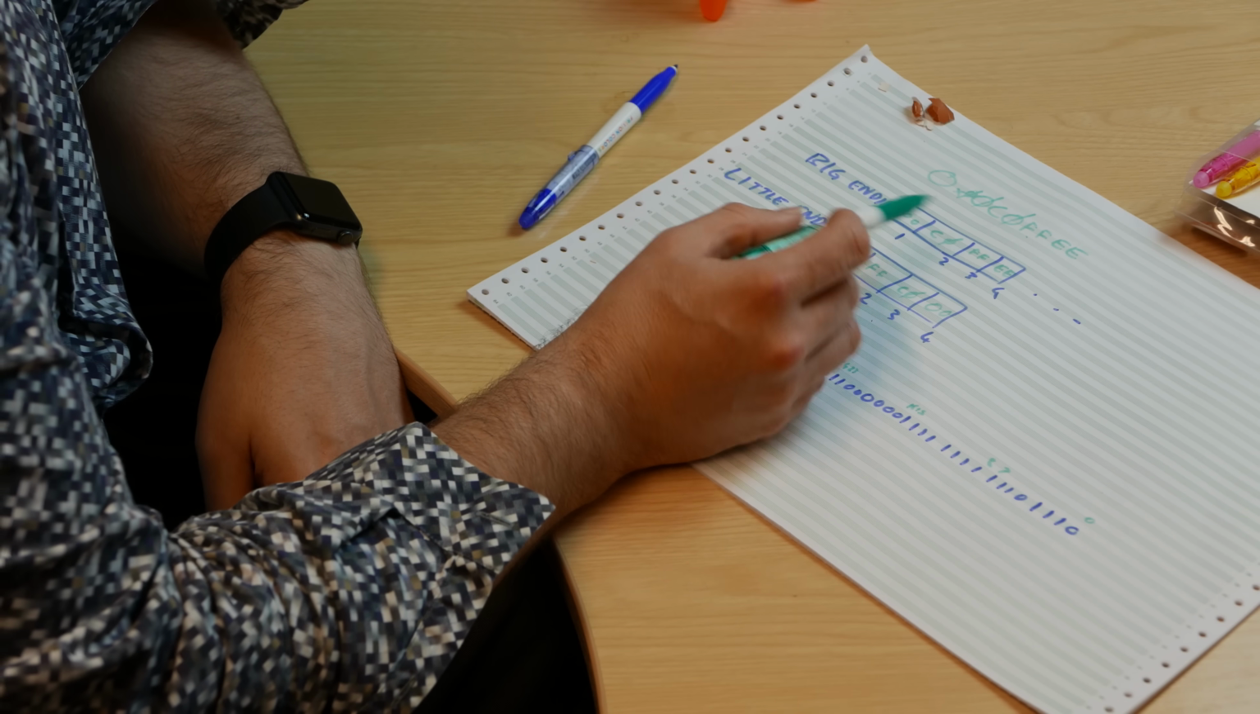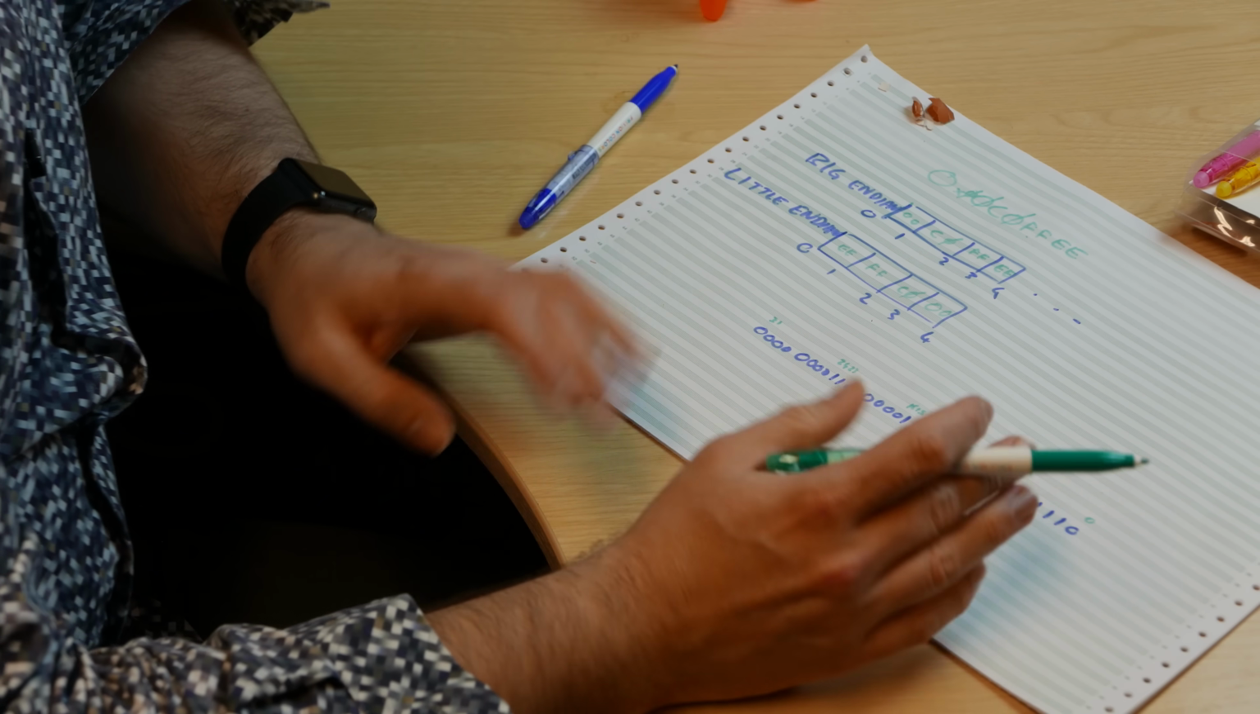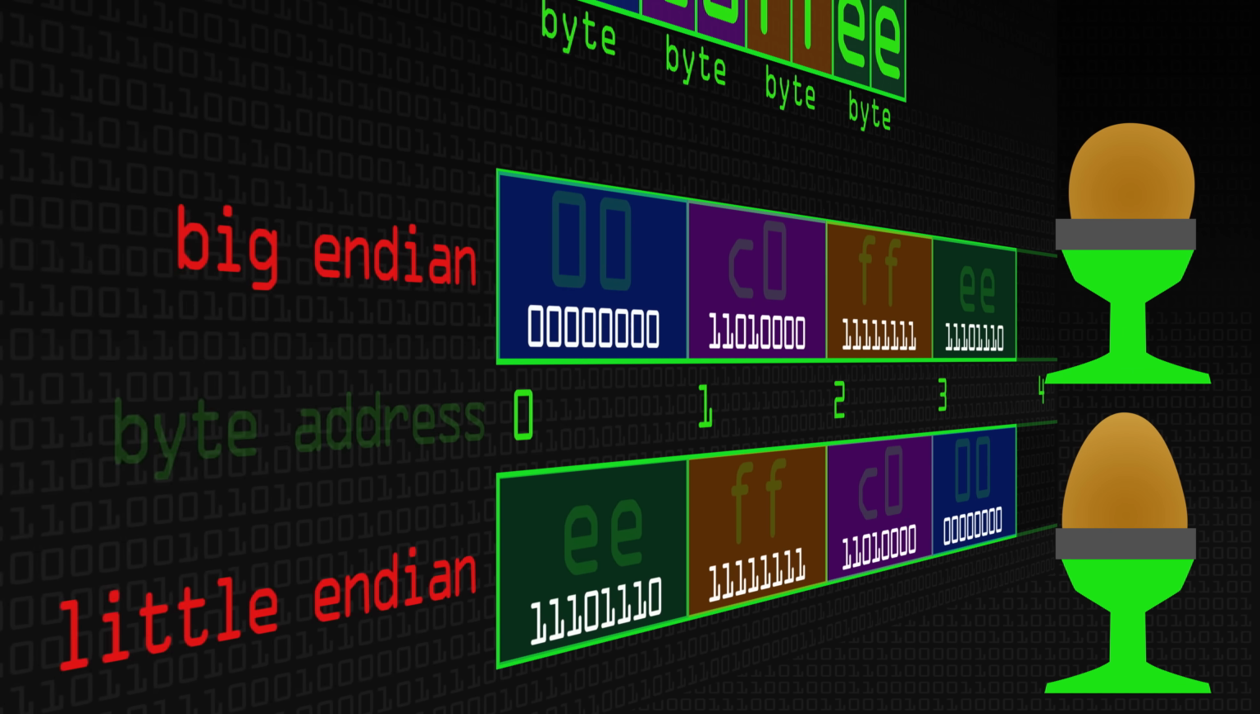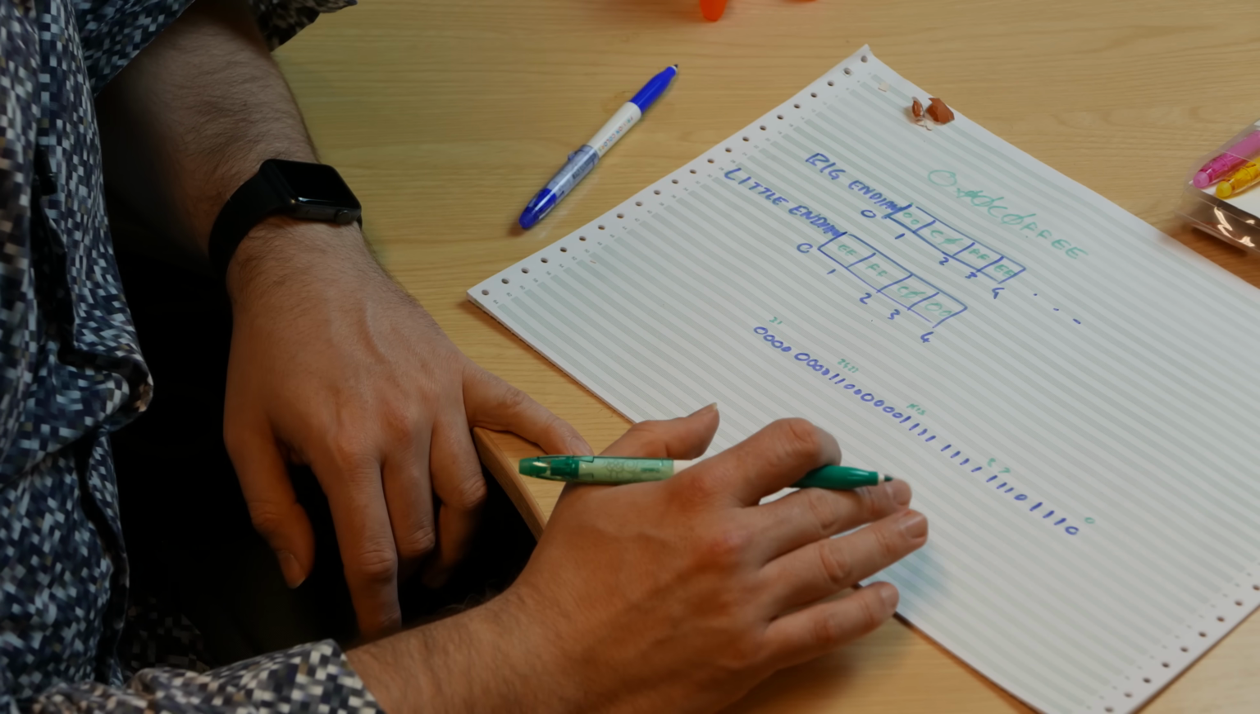Someone had the big idea that the way to name these things was to reference the egg wars of Gulliver's Travels and to refer to systems that started the sensible way, in my opinion, putting the 0, 0, then C0, then FF, then EE, like that in memory. They would be Big-Endian systems. People that started by putting EE at the bottom and then FF, C0, 0, 0 would be called Little-Endian systems. So that's why we call it Endianness. It all traces back to eggs of Lilliput in Gulliver's Travels.